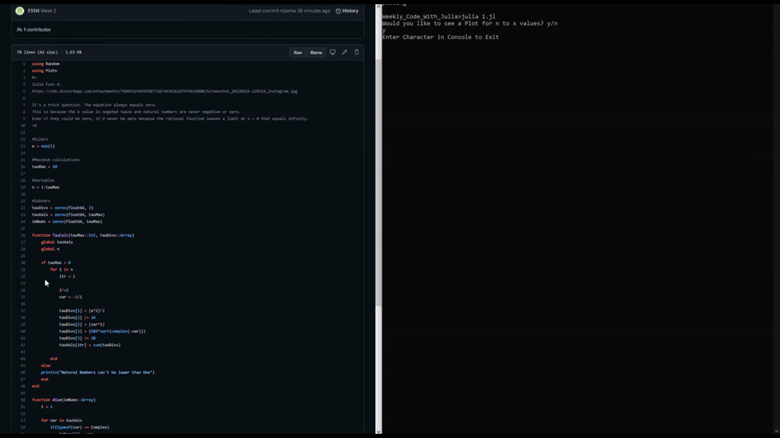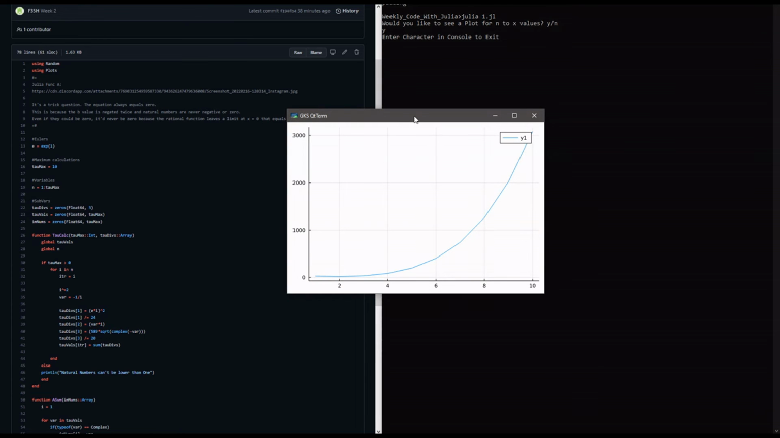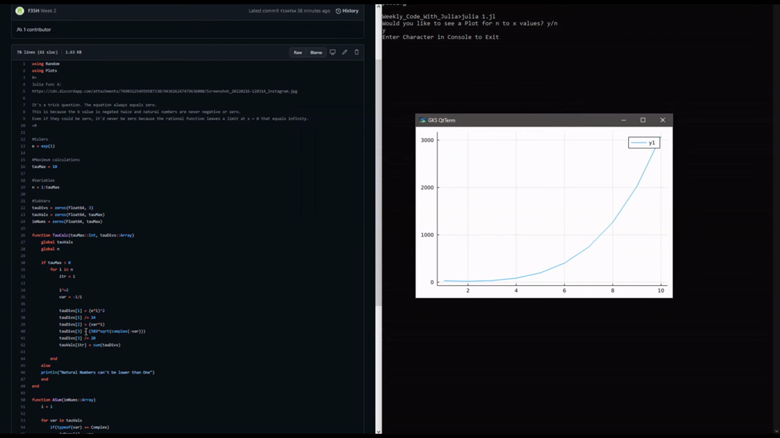If tau max greater than 0, for i in these variables, iterator equals i up 2. Of course, here's what I was talking about. Tau divs 1 equals pi, that should be pi, multiplied by i up 2. Tau divs 1 equals 24. I divided this into each individual function so we can then sum them appropriately. Tau divs 2 equals var multiplied by i. Tau divs 3 equals 589 multiplied by square root, complex, negative var.